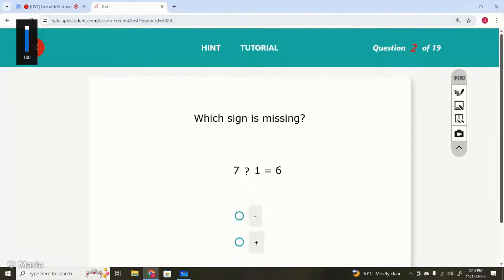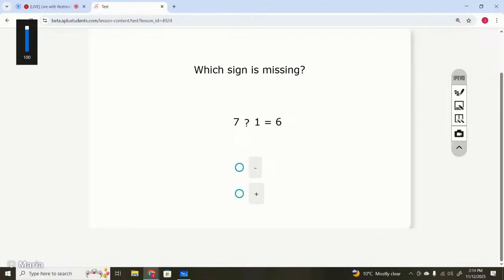Which sign is missing? 7 plus 1 is 6 or 7 minus 1 is 6? That is 7 minus 1 equals 6. Option number 1 is the correct option. Which sign is missing? 5 plus 3 is 8 or 5 take away 3 is 8?